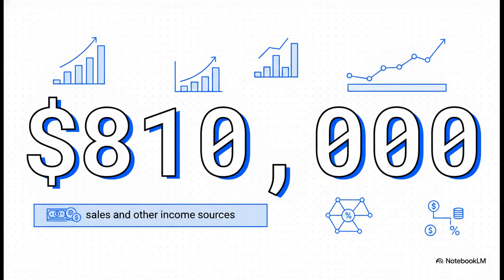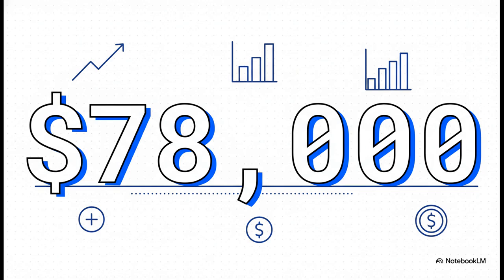Now let's zoom in on that top-line number, $810,000 in projected total revenue. This is everything the company expects to earn, from their main sales to any other little income streams. It's the starting point for everything else. And then we get to the famous bottom line. After you pay for everything, all your expenses, all your taxes, the company expects to have $78,000 left over. This number right here, that's the real measure of how profitable they think they'll be.